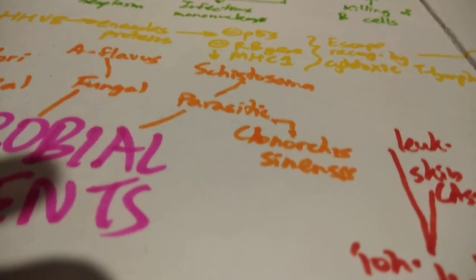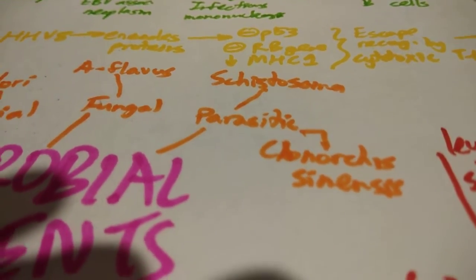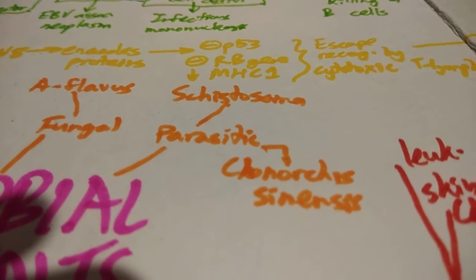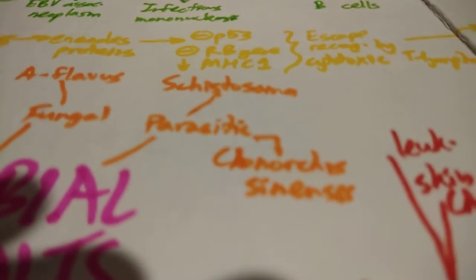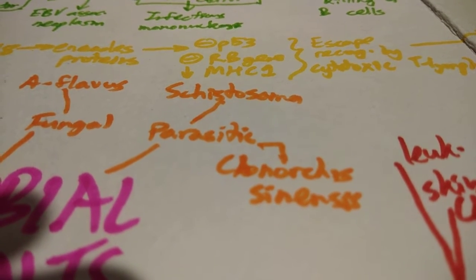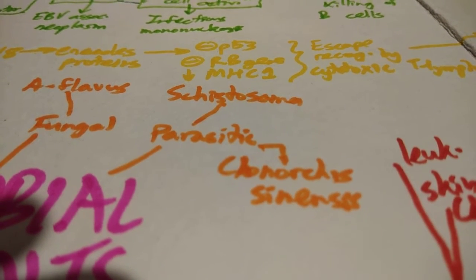All right. And another example of a parasite which can cause carcinogenesis is Clonorchis sinensis, which you might probably know as the Chinese liver fluke. And this once again causes hepatocellular carcinoma.